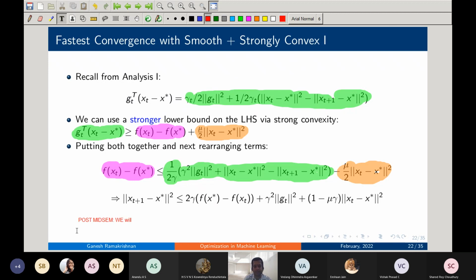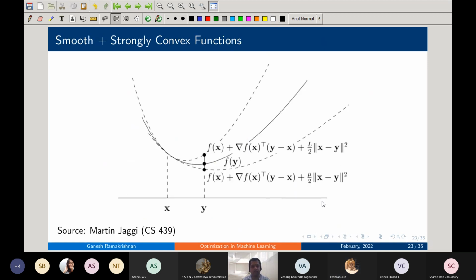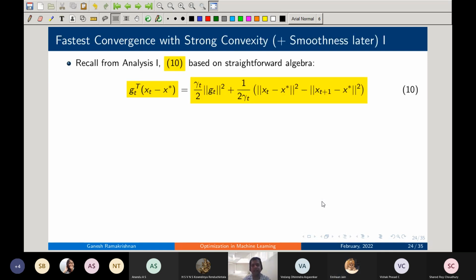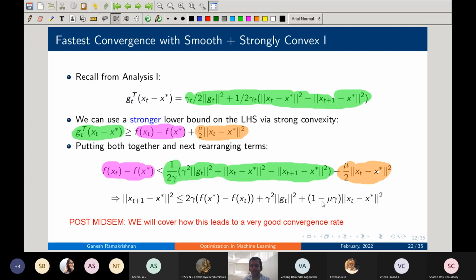I don't want to cover this right now. We'll cover how this leads to the best, a very strong convergence rate. Okay. So is there any question, doubt you have based on today's discussion? Anything for midsem? What is the last topic for midsem? So the last topic is where we have just left off. I'm deliberately not doing the smooth plus strongly convex case. I'm going to leave it at this, right?